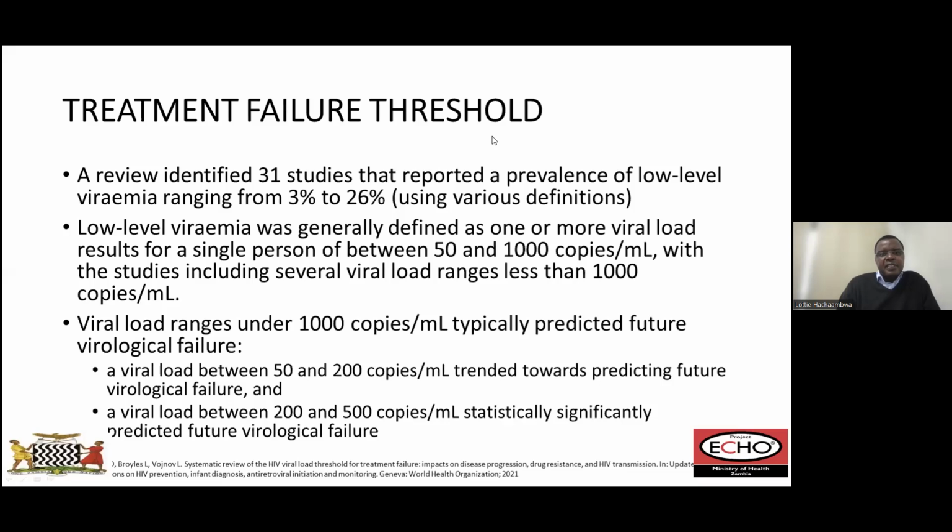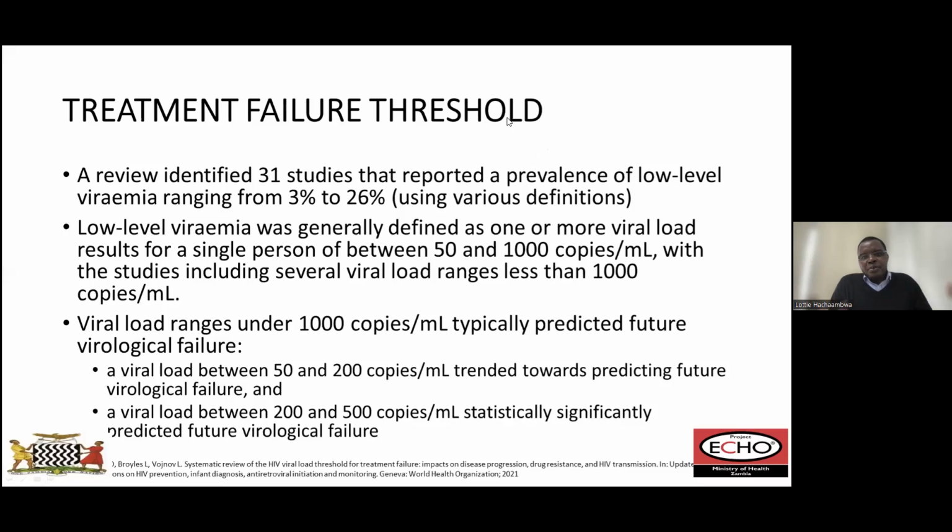And each study had different definitions of what low-level viremia is. It was generally defined as 1 or more viral loads for a single person of between 50 to 1,000 copies per ml. And the main take-home point that I would want you to get is that for people that had viral loads between 50 and 200 copies per ml, there was a trend towards future virologic failure. And then for those that had low-level viremia between 200 and 500 copies per ml, there was a statistically significant predicted future virologic failure.